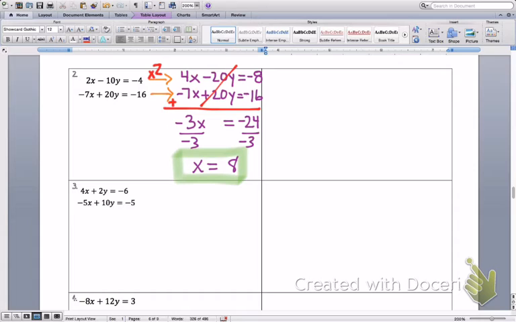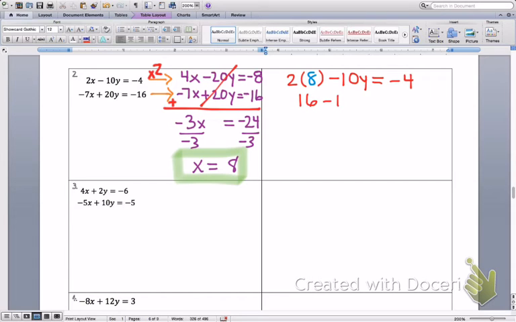Now we're going to go ahead and take our 8 and plug it back into the equation. So I'm going to take the first equation. Since it has smaller numbers, it seems easier to work with. Again, it doesn't matter which one you pick, but this one just seems a little easier for me. So I'm going to go ahead and plug in the 8 for the x value and solve.